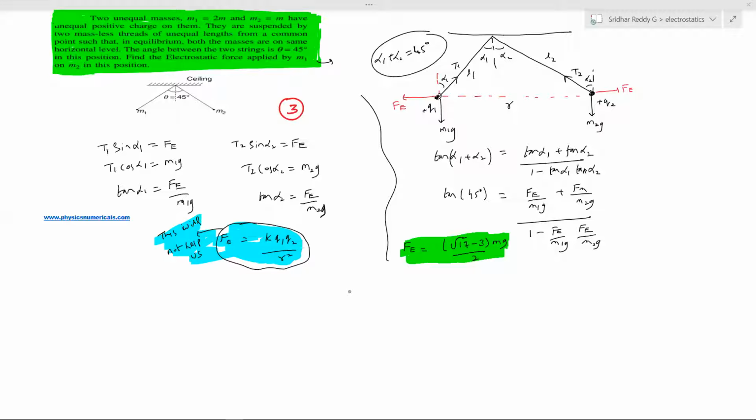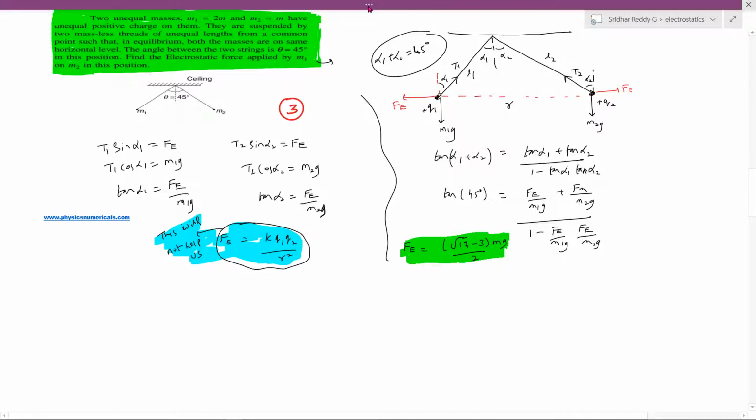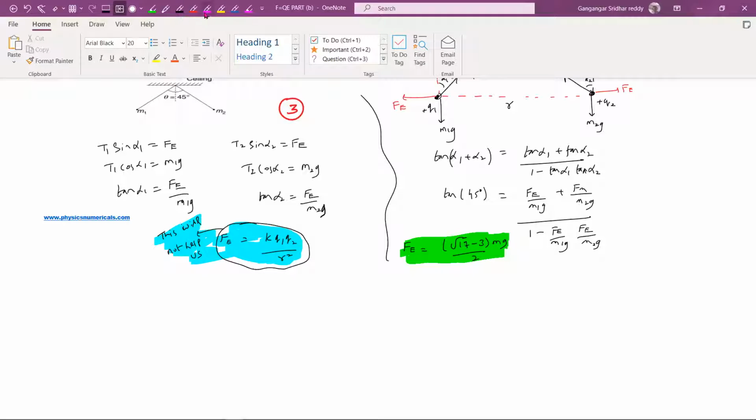Okay, let's go for this question. Two unequal masses, m1 and m2, have unequal positive charges on them. They are suspended by two massless threads of unequal lengths from a common point such that in equilibrium both masses are on the same horizontal level. The angle between the two strings is 45 degrees in this position. Find the electrostatic force applied by m1 on m2 in this position. This condition is very important.